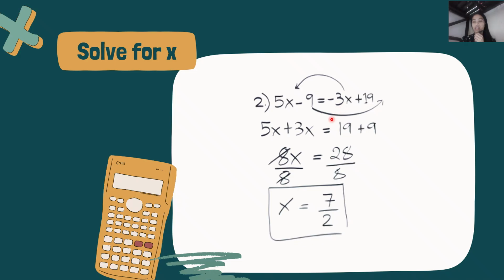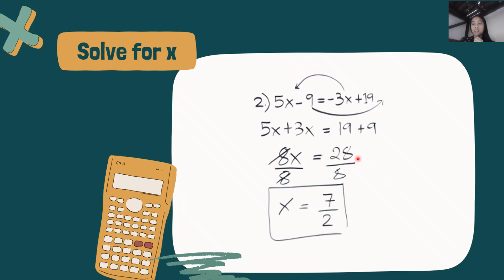To gather constant terms, we move the negative 9 from the left side of the equation to the right side by adding 9. So this results in the equation 5x plus 3x is equal to 19 plus 9, which simplifies into 8x is equal to 28.